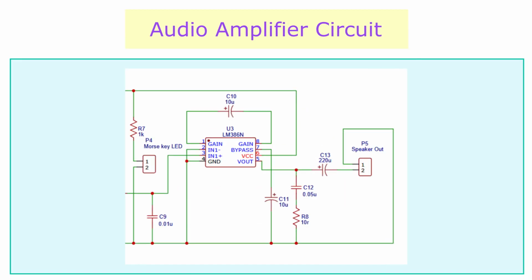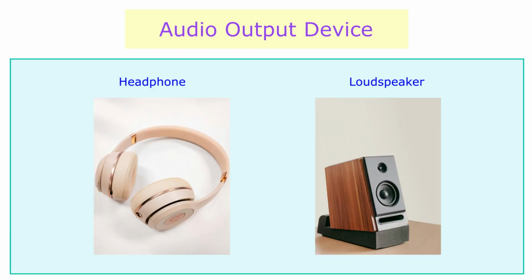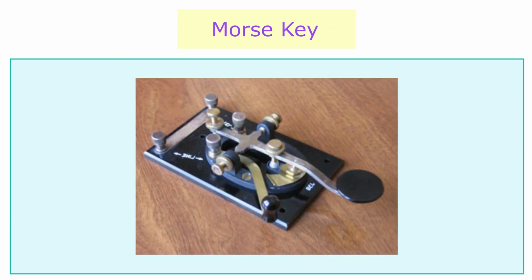The audio amplifier amplifies the weak audio signal from the output of the oscillator to increase its amplitude and strength. It raises the amplitude of the audio tone without any distortion and drives the output device. The audio output device is the speaker or the headphone, which converts the electrical signal from the output of the audio amplifier into sound.